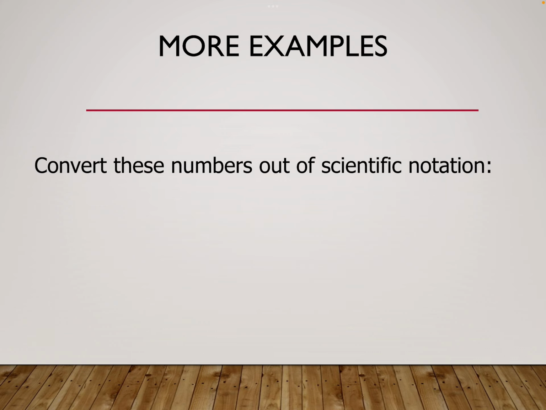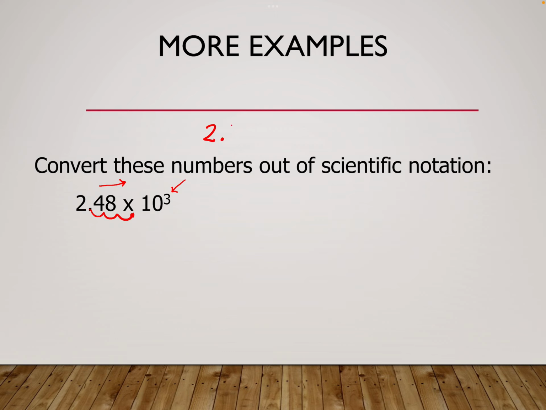All right, let's do the opposite now. Let's convert numbers out of scientific notation. All right, so 2.48 times 10 to the 3rd. So remember, the fact that it's a positive exponent tells us that this is a very large number. So we need to make this be a large number. So we're going to move the decimal point that way. So we're going to go 1, 2, 3.